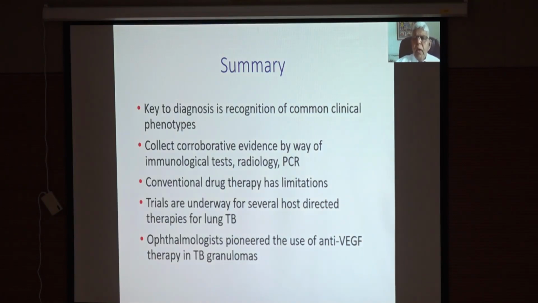The conventional drug therapy, I've told you, has limitations. And nowadays, for pulmonary purposes, a number of trials in the last couple of years are underway for several host-directed therapies. I have just given you a brief glimpse of the kind of strategies, including doxycycline, statins, anti-VEGF agents, or vitamin D3. All these are being tried to see if we can strengthen the immune response of the host, so that they can deal efficiently and reduce the duration of anti-TB drugs to less than 6 months.